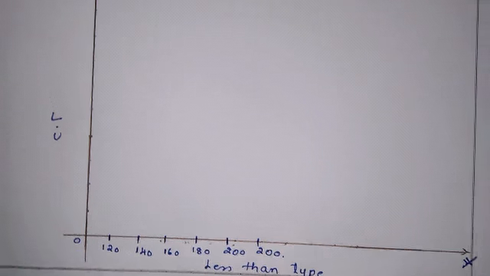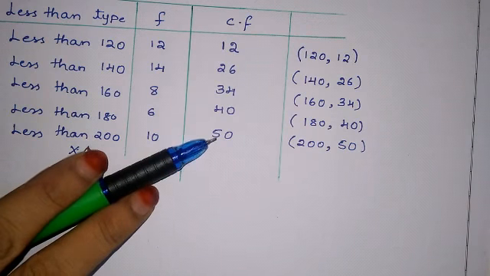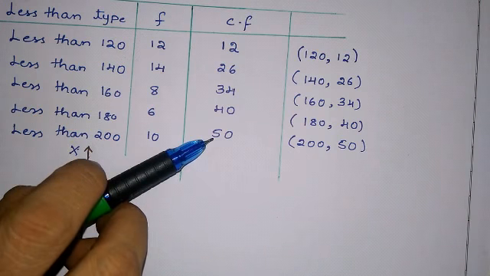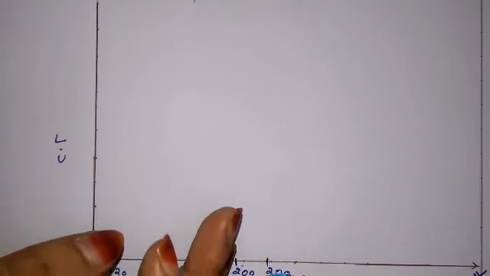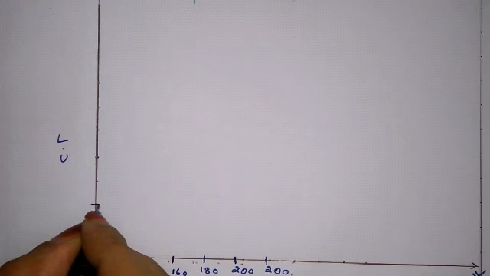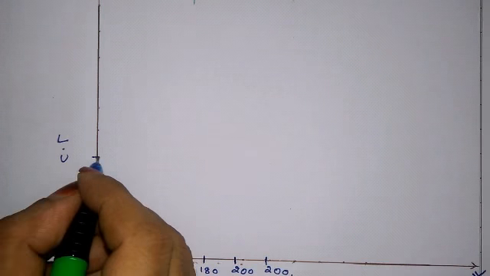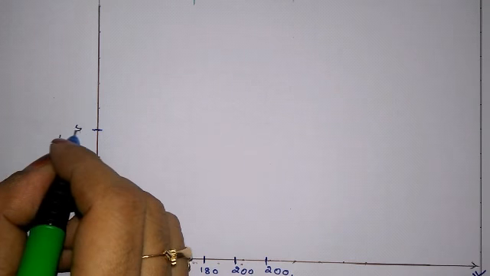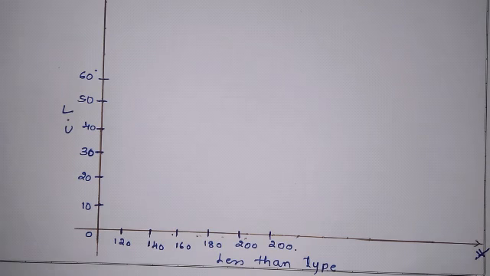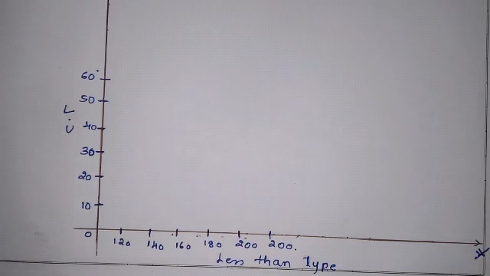Okay. Then here CF we have to see. CF started from 12 and ends at 50. That means smallest number is 12 and biggest number is 50. So what we have to do? We will write 10, 20, 30, 40, 50, 60, with a unit difference of 10. So now, I have taken the x-axis and y-axis. Let us see the first point. 120, 12.